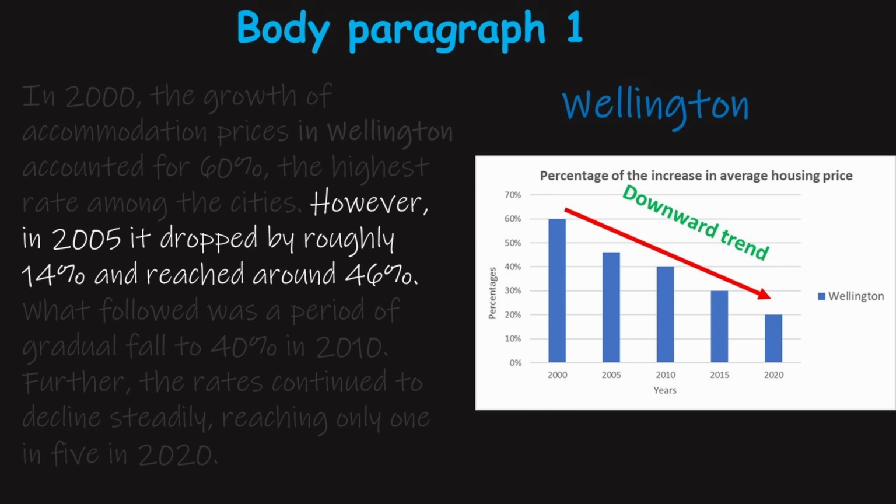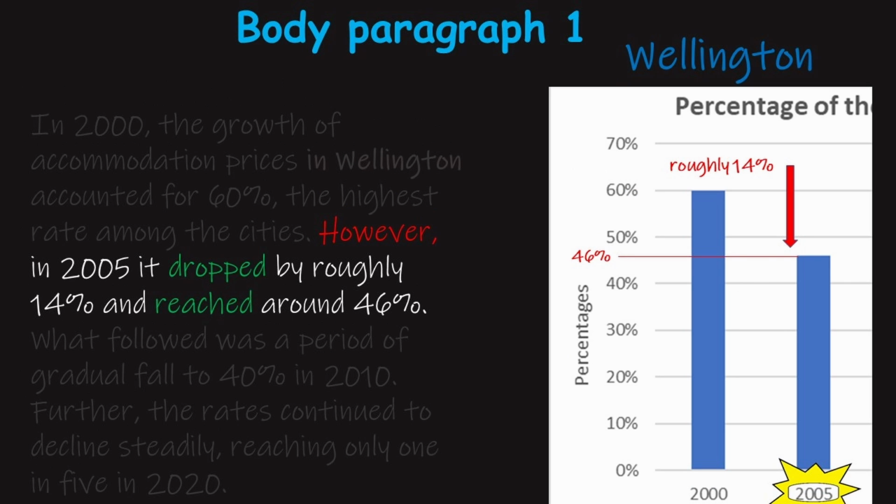The second sentence. The first word, however, is highlighted by the red color and serves as an element of cohesion and coherence to link ideas between sentences, make smooth transitions, and make our writing logical. The verbs colored by the green color, dropped and reached, perfectly describe the trend and are followed by the percentages.